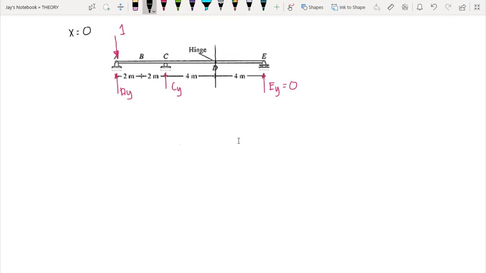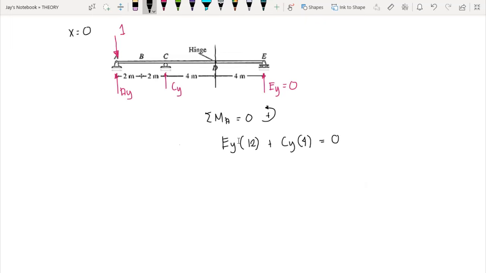And then we compute for the value of CY by summing up moment at A equal to 0, counterclockwise positive. So we have EY, then the moment arm is 12, that is from A to E, plus CY times 4, and we do not have external loads on the beam which has a moment at point A, so we can directly say that this equation is equal to 0.